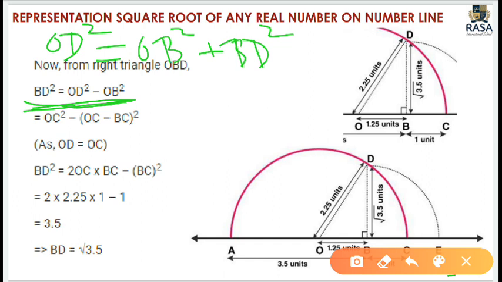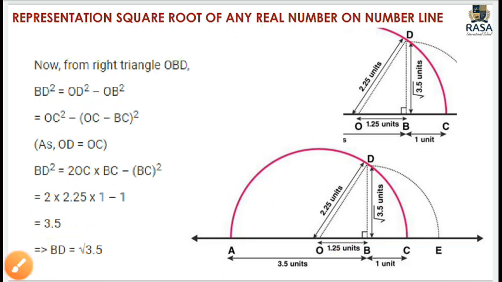So when you solve this by substituting the values for OD and OB, you will get the value of BD square, and that would be 3.5. When you take the BD value, that will be root over 3.5. So here we have proved that the BD length is equal to the square root of 3.5.